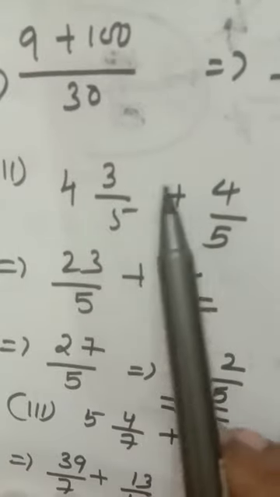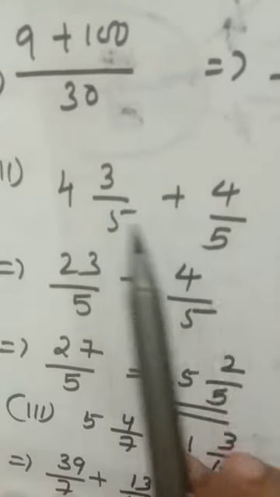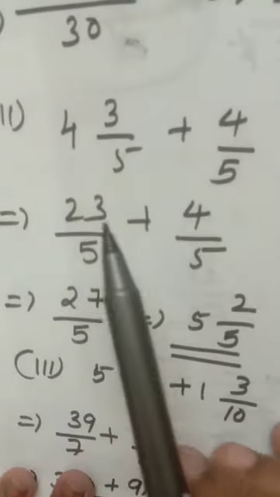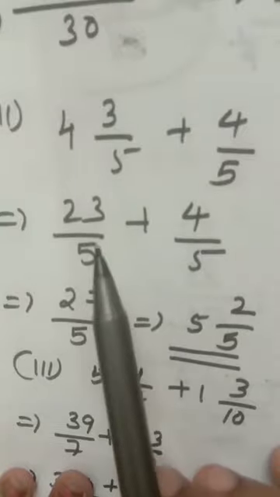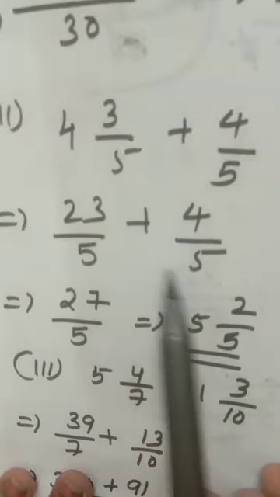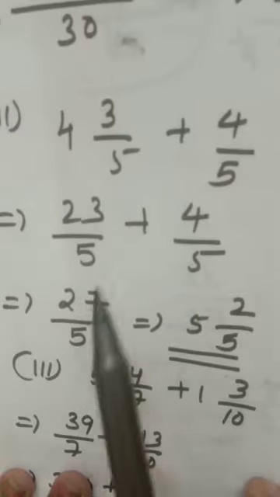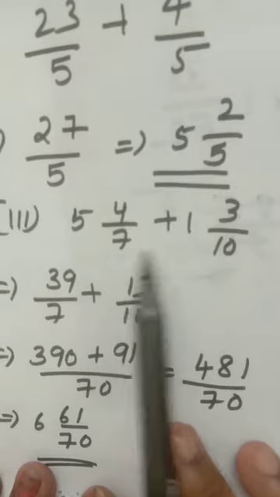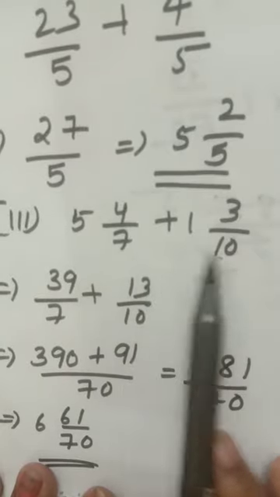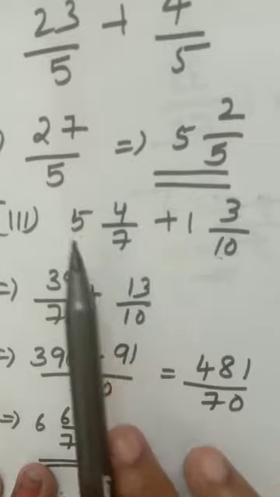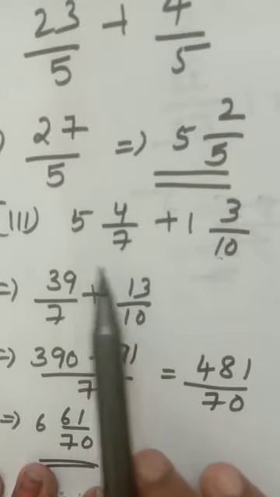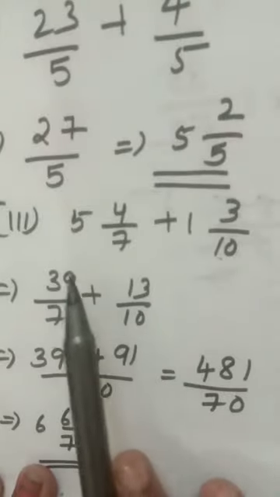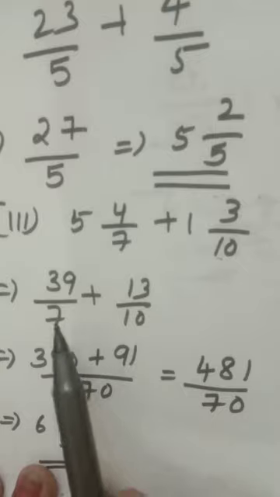Next, this is also an addition question. Denominators are same, so no need to take an LCM. The common denominator you can write, and the numerator you can simply add: 23 plus 4, 27, because denominators are same, so you are adding the numerators. Here also addition, denominators are different, so you have to take an LCM, yeah, cross multiplication method. First you have to convert the mixed fraction into improper fraction. After that I cross multiply this 39 and 10.